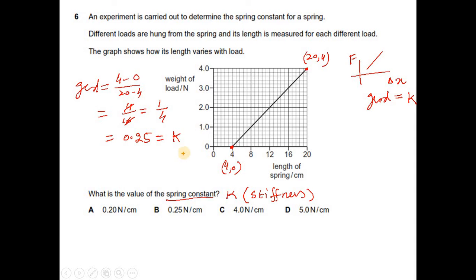So the answer is 0.25. So the option is B. Of course, the unit is Newton per centimeter, because this is Newton and here is centimeter. So rise over run, Newton per centimeter.